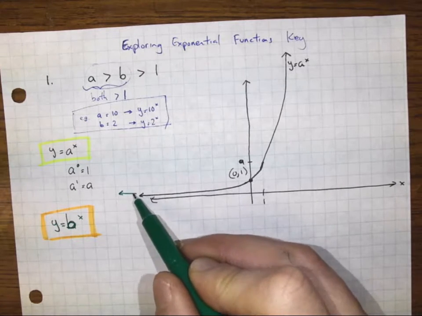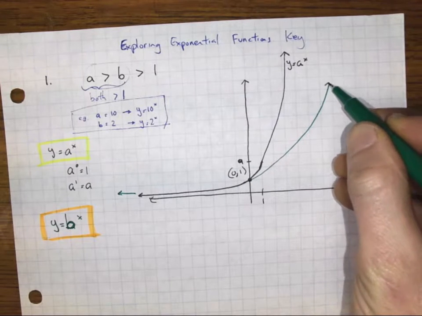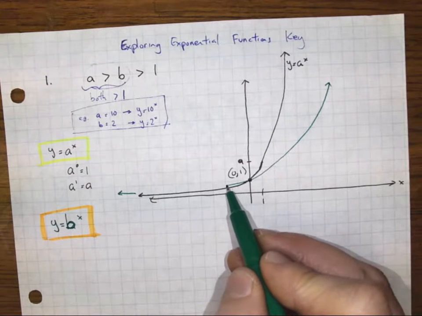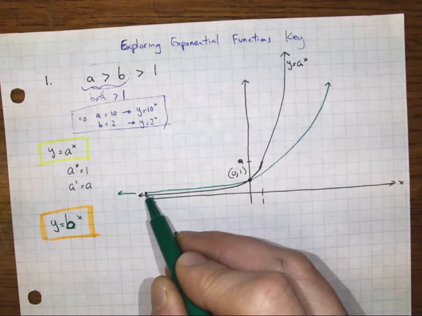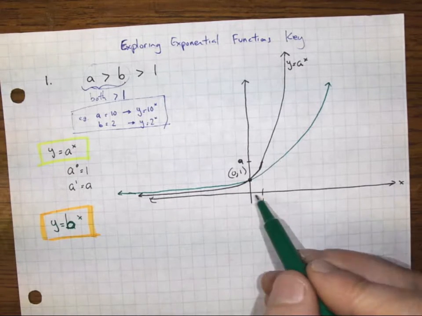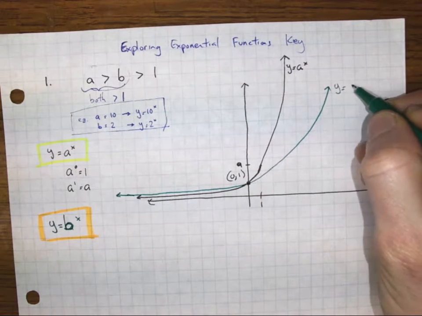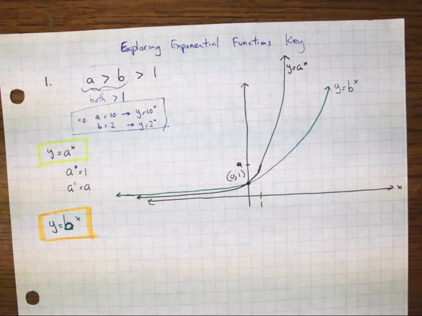Okay. So we know it's going to be less steep. And what's interesting is, it's not just less steep in this direction. It's also going to be less steep in this direction. It more lackadaisically approaches the horizontal asymptote y equals 0. And that's our y equals b to the x.